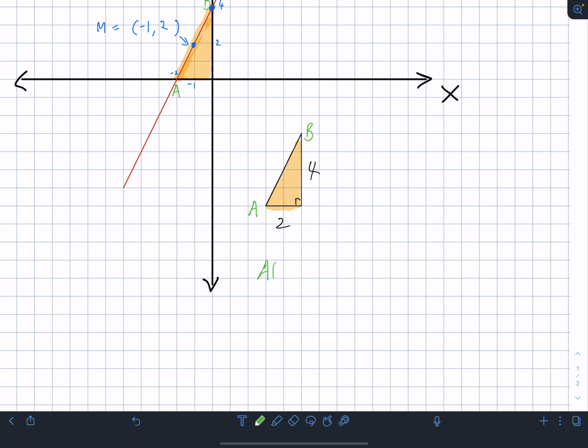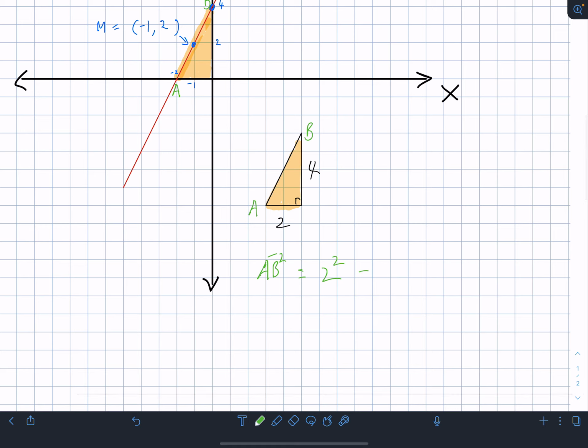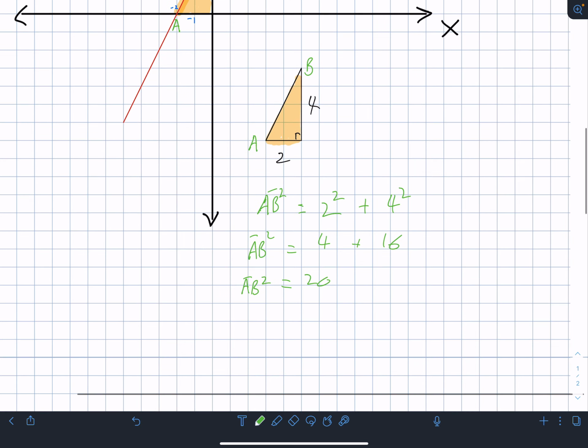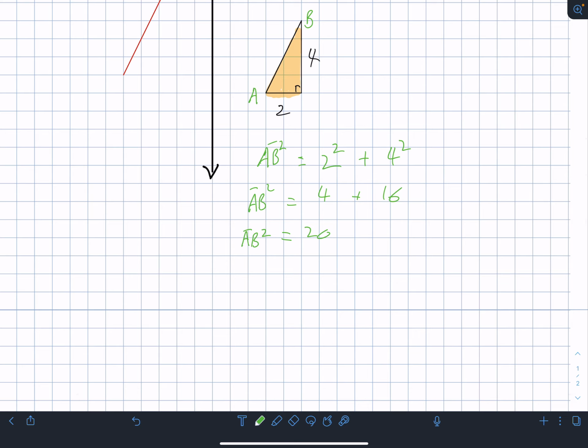So AB squared, using Pythagoras, AB squared is equal to 2 squared plus 4 squared. And that equals 4 plus 16, which equals 20. And so we know that AB squared is equal to 20. Okay, but we want to find AB, not AB squared, so we have to square root both sides. So AB is going to be square root 20. Just write that slightly neater, square root 20.